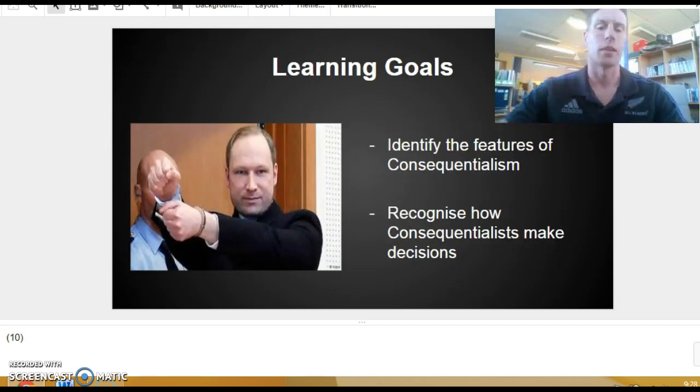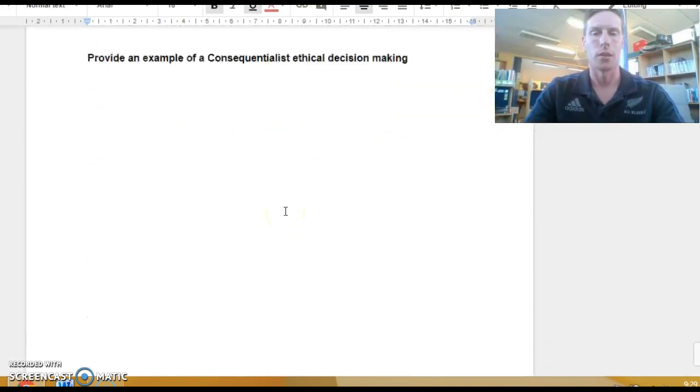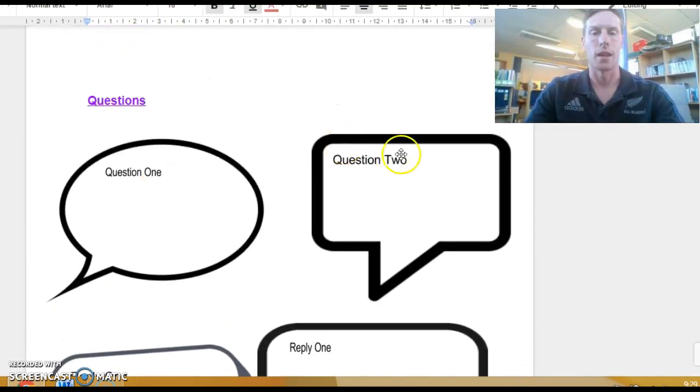So let's just quickly recap. We've looked at the features of consequentialism, and we've recognized how a consequentialist makes their decisions. So have a go at the questions on the sheet here and produce some questions that we can discuss as a class.